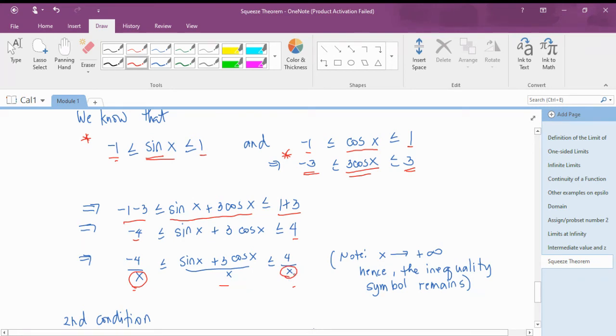Kasi, kung ire-recall natin, di ba, kapag magde-divide tayo, or magmumultiply ng negative sa isang inequality, yung inequality sign niya ay magiging mababaliktad. For example, recall lang to ha. So, recall. Kunwari, given tayo ng x is less than or equal to 1. Kapag nag-divide tayo ng negative 2, both sides, dapat yung final answer natin, mababaliktad yung ating inequality sign. So, instead na less than or equal to, magiging greater than or equal to na siya.